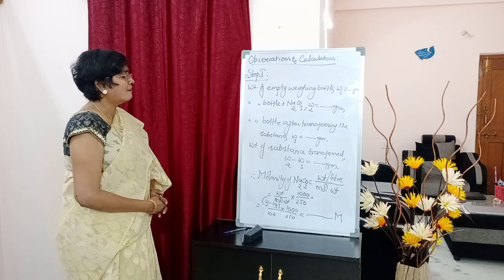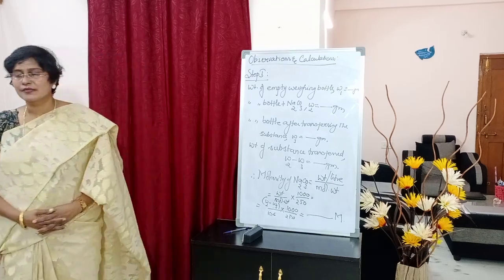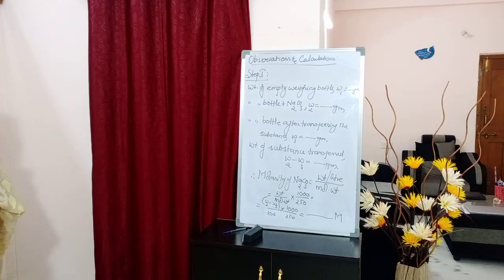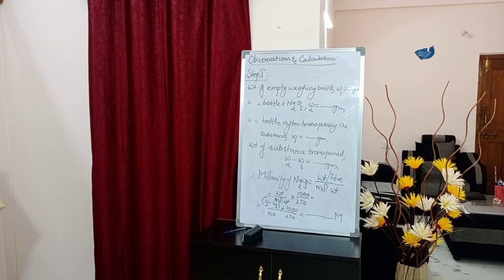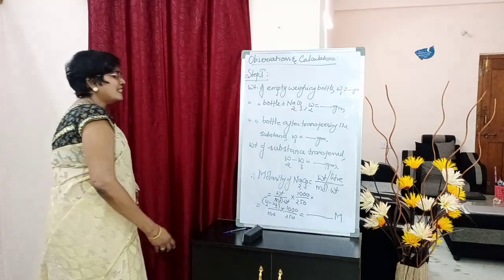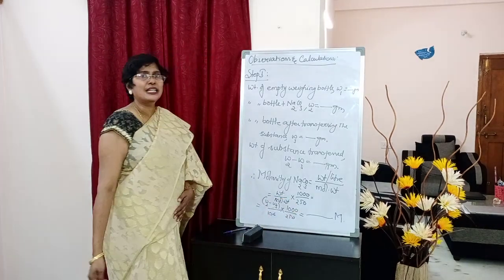Understood? Next, therefore, molarity of Na2CO3 is equal to weight by liter into molecular weight. That liter also will be in the denominator, students. Okay. So it is equal to, clearly write down below, weight by molecular weight into 1000 by 250. Why are we doing 1000 by 250? Because we have taken the substance in a 250 ml volumetric flask.